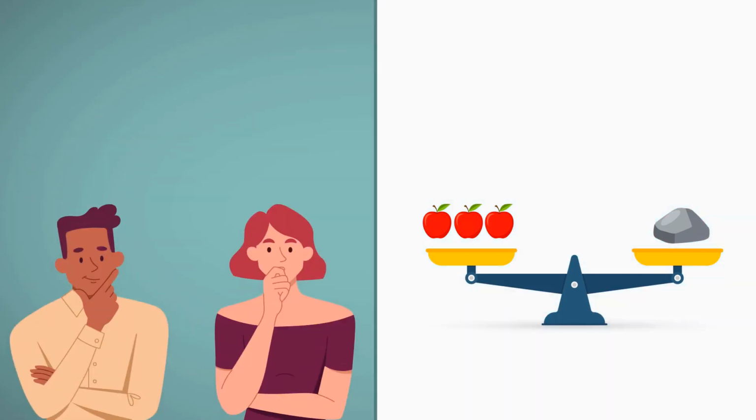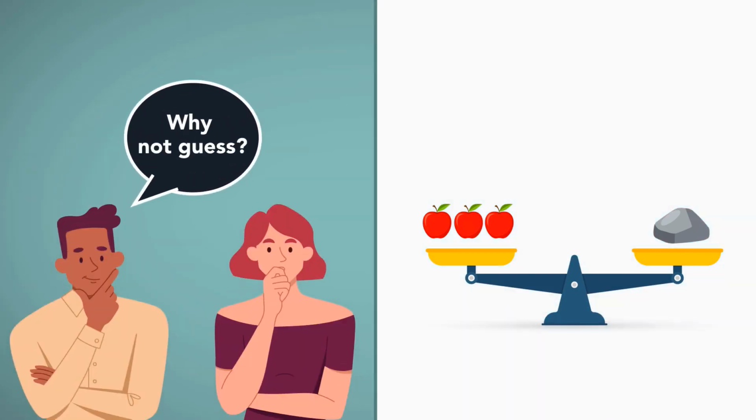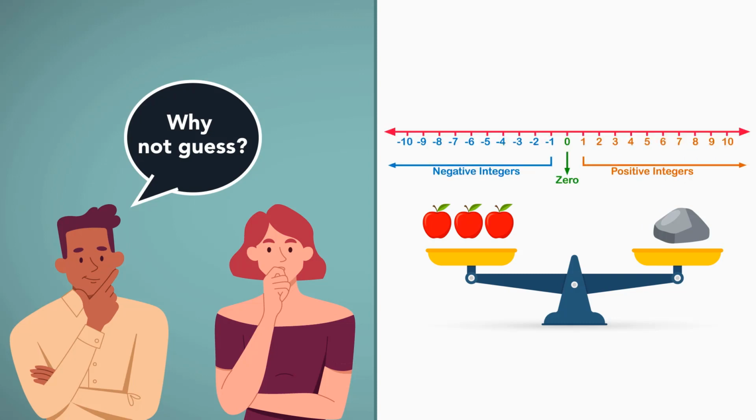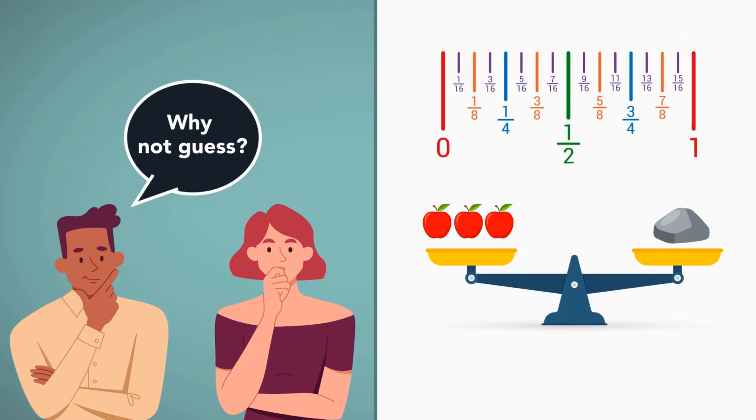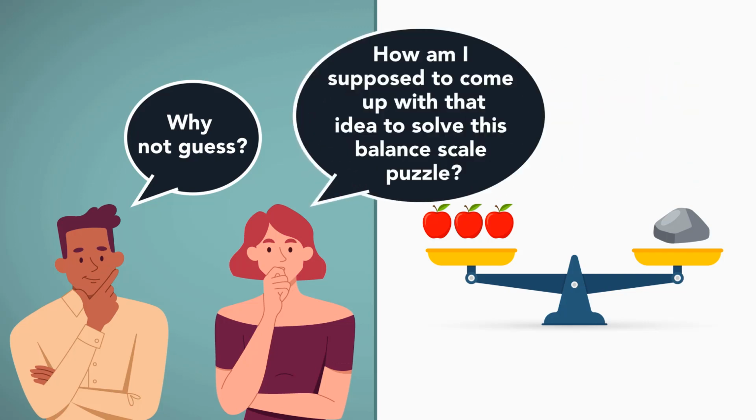At this stage, we can ask 2 questions. First is, why not guess? Why not try integers, say 1, 2, 3, and 4, and so forth, for the weight of the apple and see if it works? After we see that it doesn't, then we can try using fractions, and guess some of them until we find one. The other question is, how am I supposed to come up with that idea to solve this balanced scale puzzle? There's no way I would have thought of doing that independently.